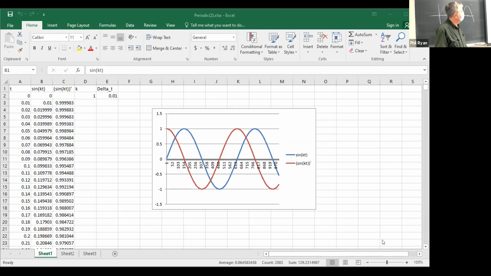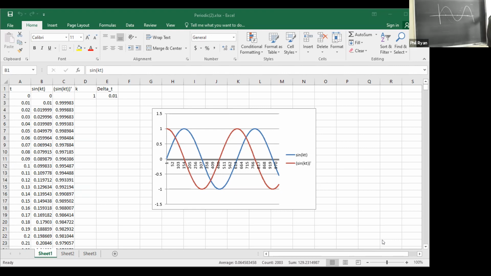Okay, so here's an example of a little Excel file I made. So what have I done? I've done exactly what I've done here, except on Excel. I've made a grid of points, that's how fine my grid is, every 0.01.